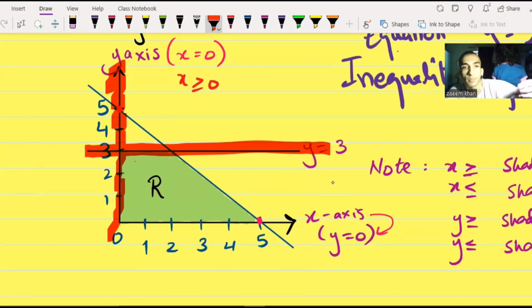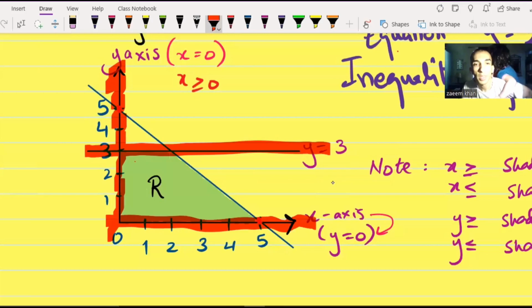Y equals 0. Perfect. So I'm going to draw another line over here, that's for y is equal to 0. Now, are we supposed to stay above this line or below this line? Above. Perfect. How do we know?